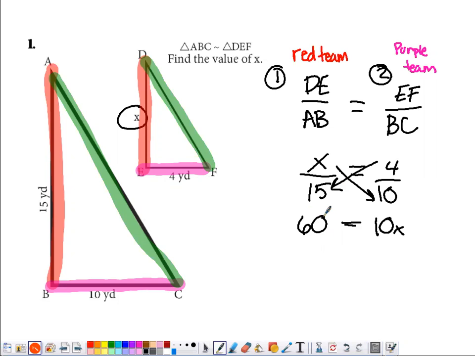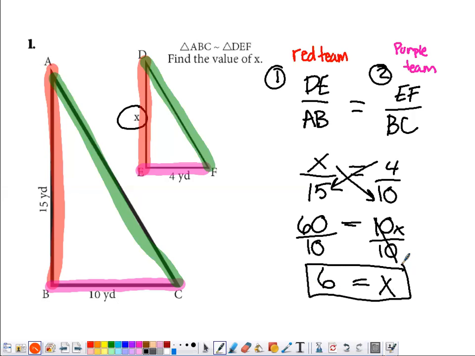Now I see an equation. I want X by itself, so I'm going to do what? Divide. 10 divided by 10 is 1 on X. 60 divided by 10 is 6. X is 6.